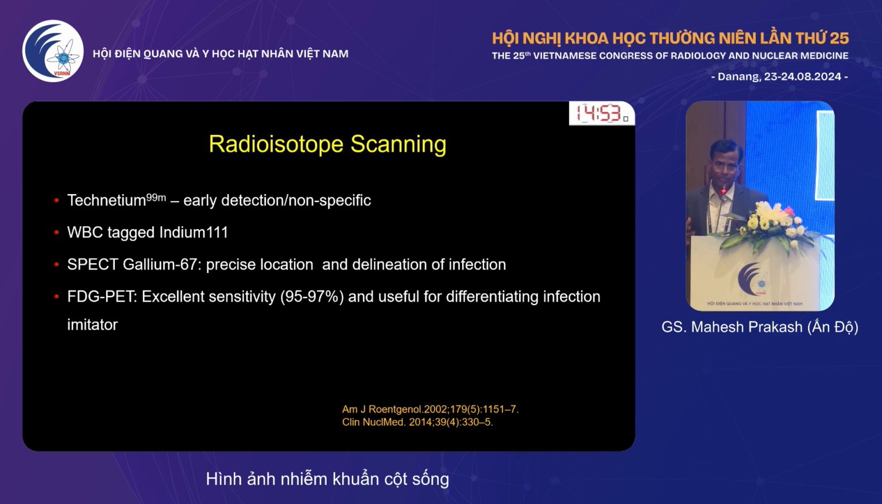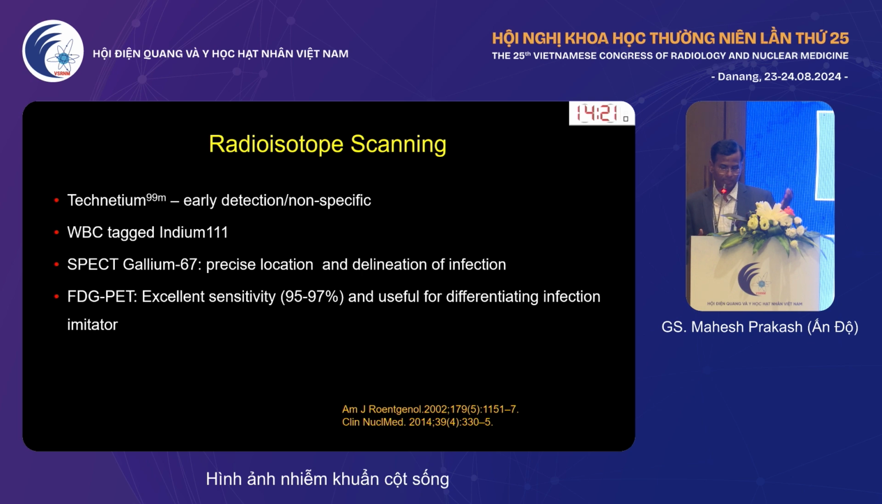What is the role of radioisotope or nuclear medicine? The WBC-tagged indium and SPECT images with gallium-67 are more useful for infections nowadays because of the availability of PET-CT, which can provide so much sensitivity, up to 95 to 97%. Whenever it is available in a hospital, people are not afraid to use it.